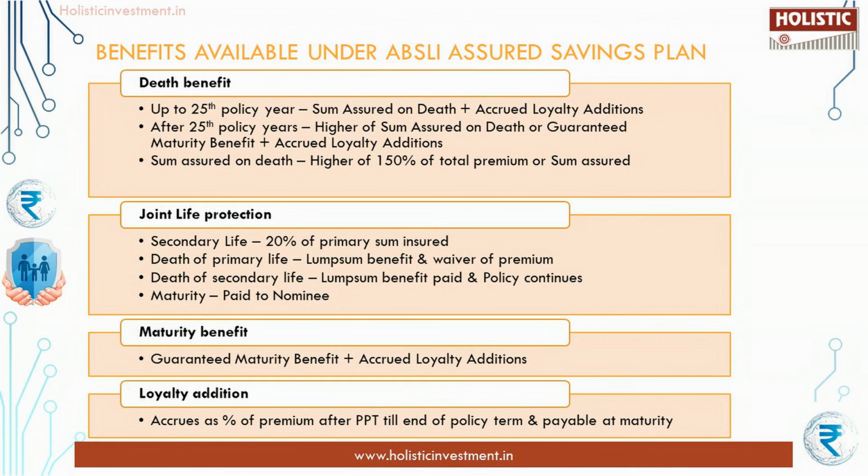Next, we shall look at the benefits under ABSLI Assured Savings Plan. Death benefit. In the event of death of life insured during the policy term, provided the policy is in force, the death benefit will be payable to the nominee. If the death of the life insured happens anytime up to the 25th policy year, then sum assured on death plus accrued loyalty additions if any is payable. If death of the life insured happens anytime after 25th policy year, then higher of sum assured on death or guaranteed maturity benefit plus accrued loyalty additions if any is payable.